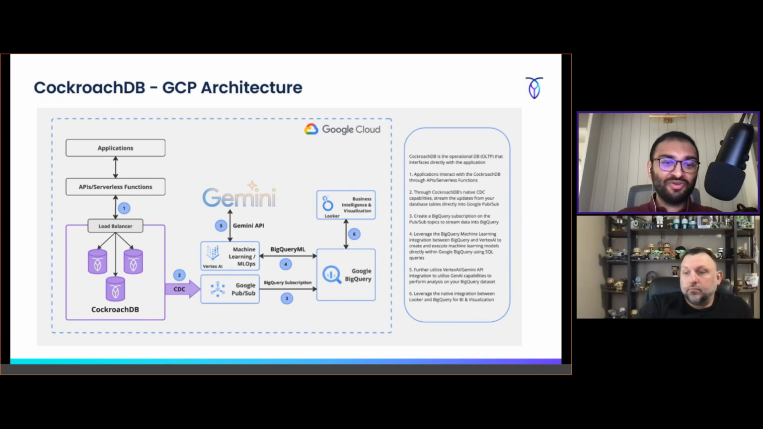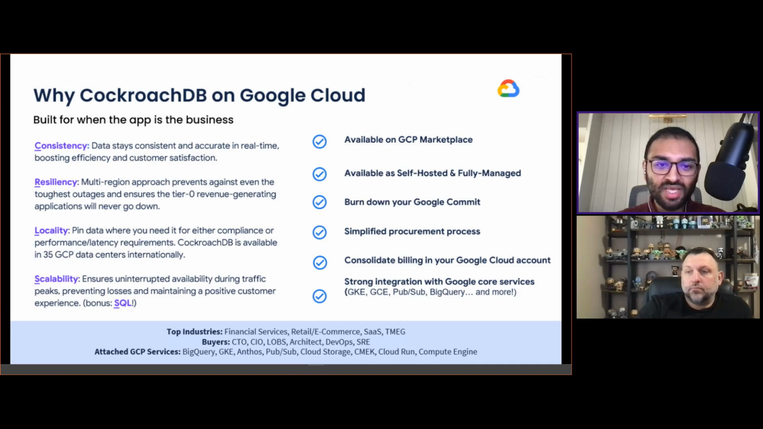Not just using Google as your compute, but also the variety of first-party services that you have with Google to further make the most out of the data that is stored in your operational data store, which is CockroachDB.